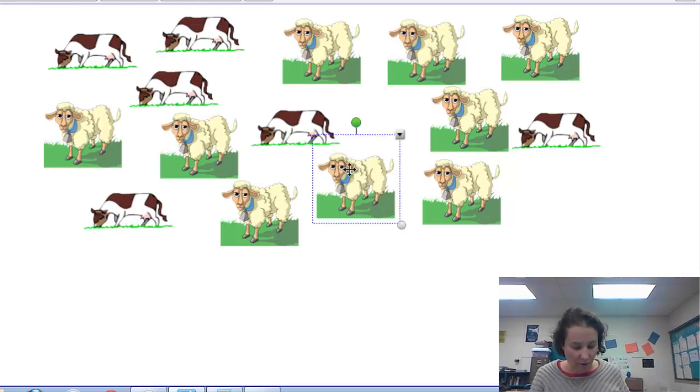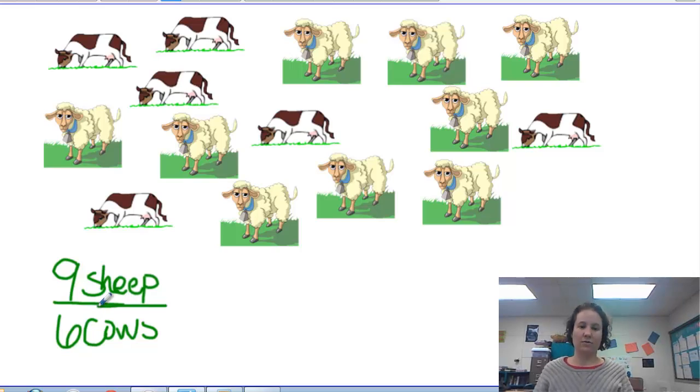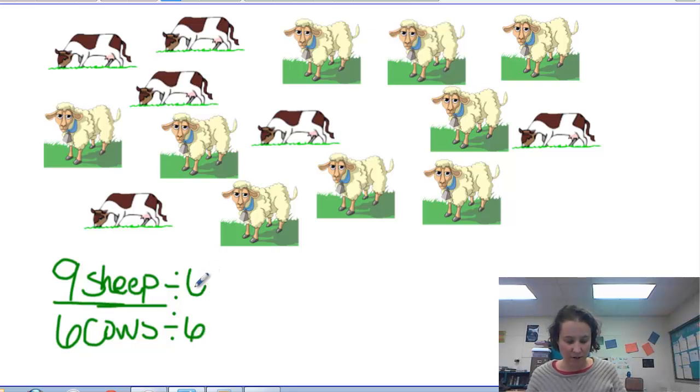So we started out with our original ratio and we knew that we had 9 sheep to 6 cows. If I want to know how many sheep there are per 1 cow, I need to make that number of cows into 1. Just like we would do with fractions, if I want to change a number, I need to either multiply or divide. So if I want to make 6 into 1, I need to divide it by itself. So 6 divided by 6 is 1. Whatever I do to the bottom number, I also have to do to the top number so that I get an equivalent rate.